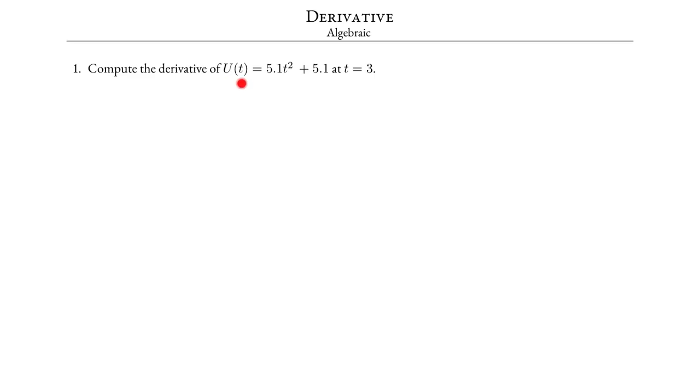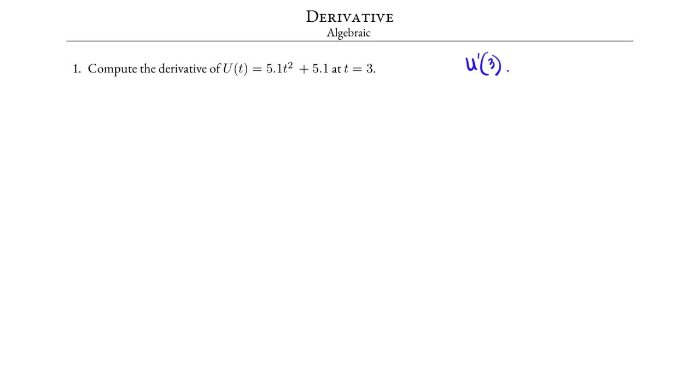Compute the derivative of u of t equals 5.1t squared plus 5.1 at t equals 3. We are looking for u prime of 3, which is the derivative of the function u of t at a specific value, t equals 3.